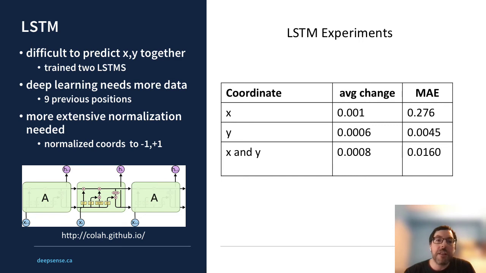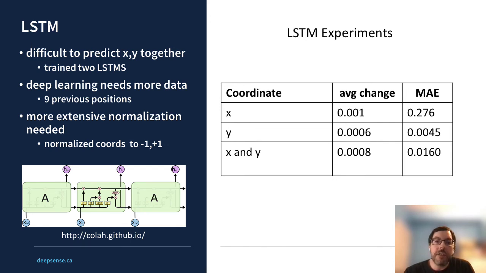Because deep learning needs a lot more data to see what's going on, we used the 9 previous positions. So that means that we naturally restricted ourselves to drifters that were seen for a long time, and that reduced the amount of data we had available. As well, for these kinds of models, we needed to do more extensive normalization of the data, converting all of our data values to normalized coordinates between -1 and +1.